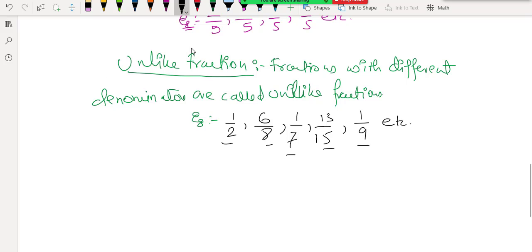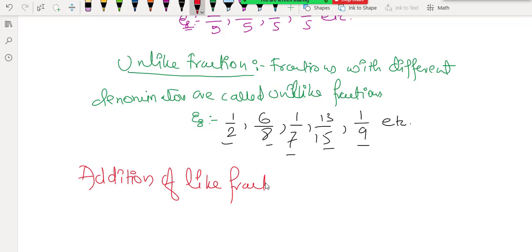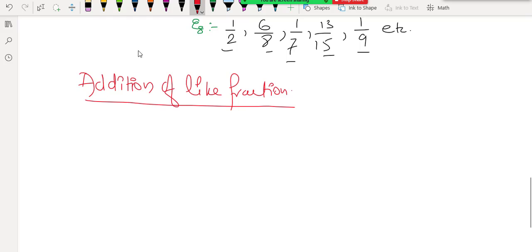Now it's time for addition. Addition of fractions. First we will learn addition of like fractions. I'm going to give you three or four questions, and you have to give me the answers.